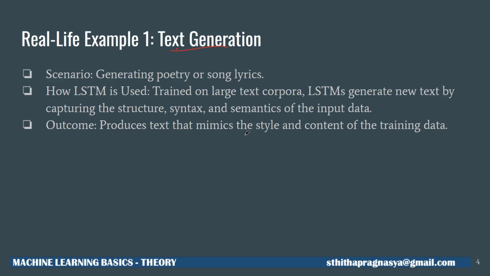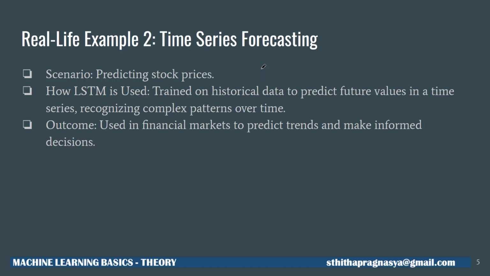So the outcome is text that mimics, in our case, Shakespeare and the content of the training data. Even though Shakespeare is not here anymore, using these kinds of algorithms, machine learning, we can try to mimic his work. I mean, of course, it's going to be mimicking, not exactly what he would have written.